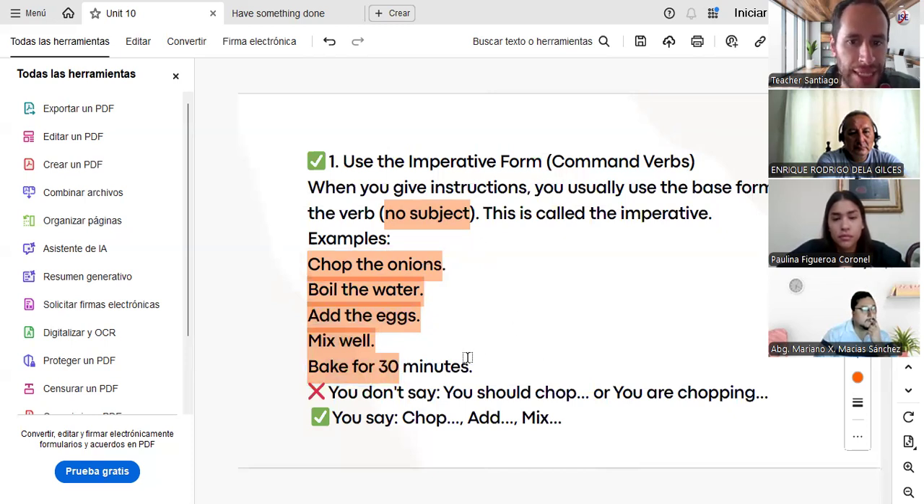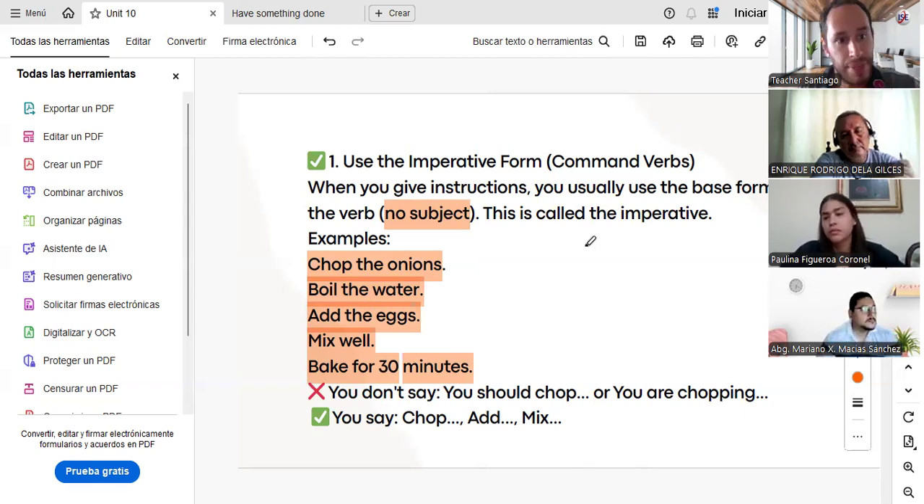What do you think this is? Talking about what? This instruction. What do you think? No subject. ¿Para qué sirven esas instrucciones que leemos acá? ¿Qué están haciendo? Una receta. A recipe. Thank you so much, Paulina. A recipe.